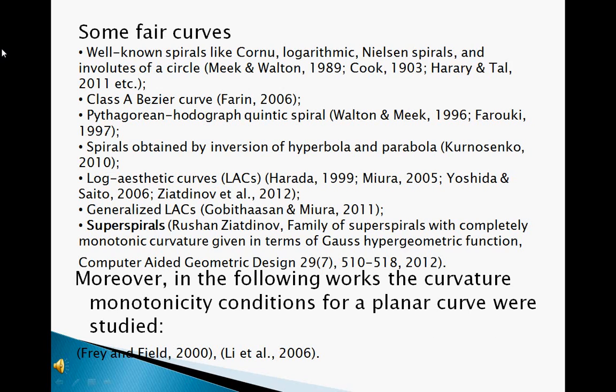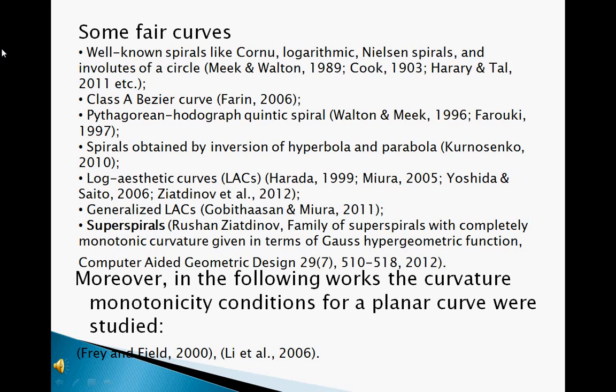Well-known spirals like logarithmic, Nielsen spirals, and involutes of a circle. The research on these spirals was performed by Cook, Meek and Walton, Harary and Tal. Class A Bezier curve, Farin. Pythagorean hodograph quintic spiral, Walton and Meek, Farouki. Spirals obtained by inversion of hyperbola and parabola, Alexei Kurnosenko.